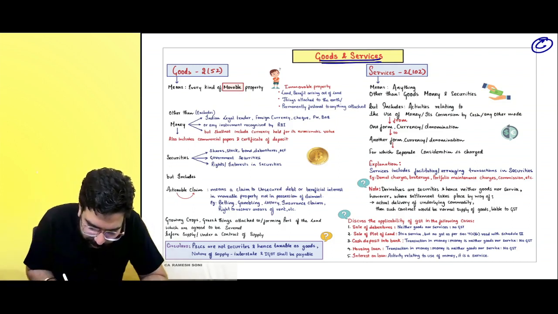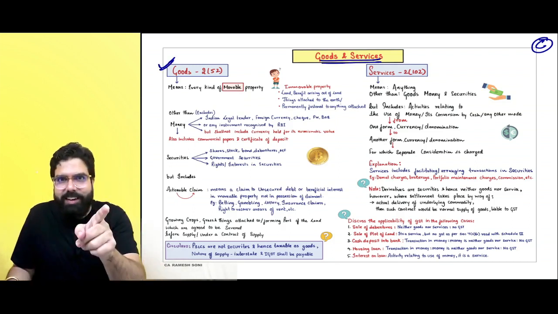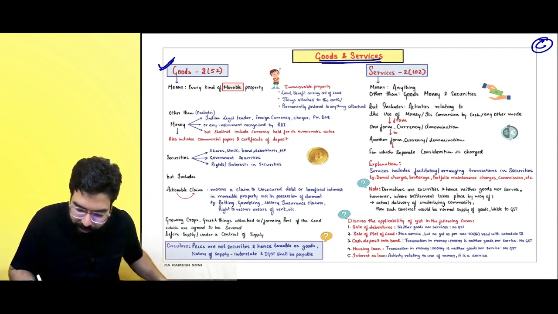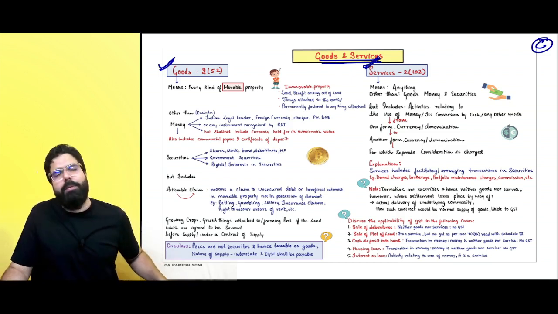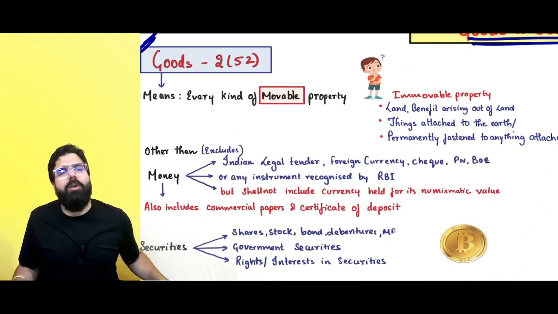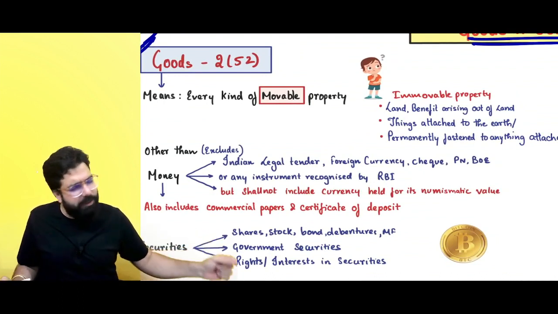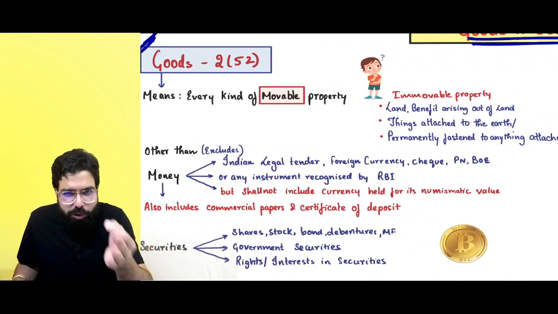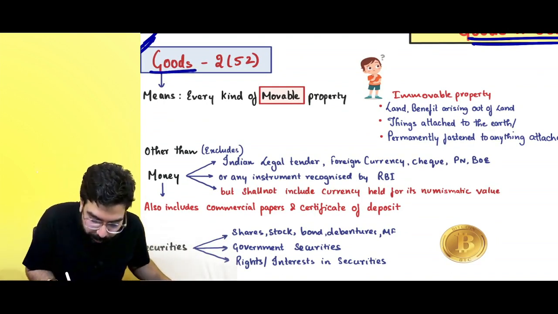Goods is defined in section 2, clause 52. Services is defined in section 2, clause 102. People who think they can't remember section numbers, don't worry about it. When we are revising again and again in the class, you will remember most of the sections.